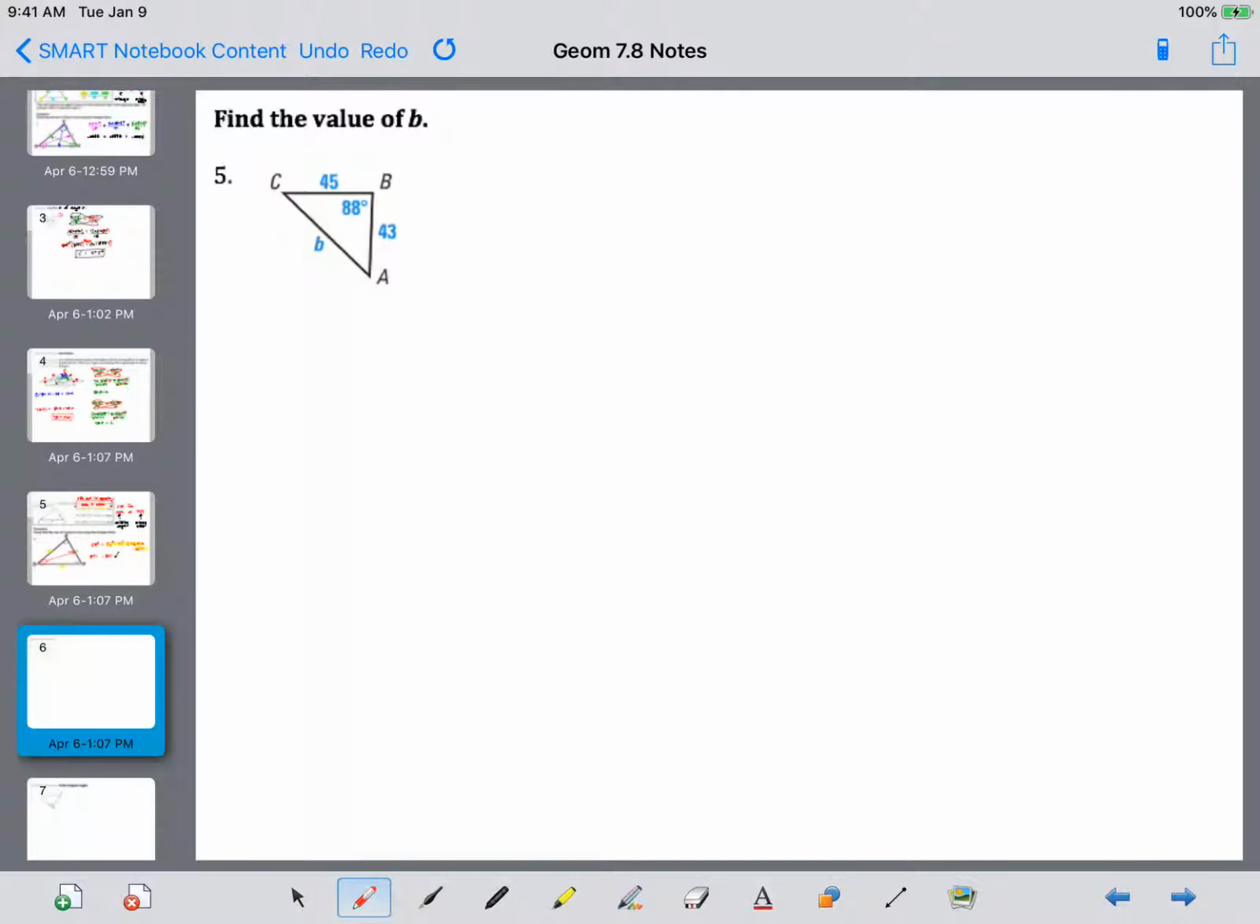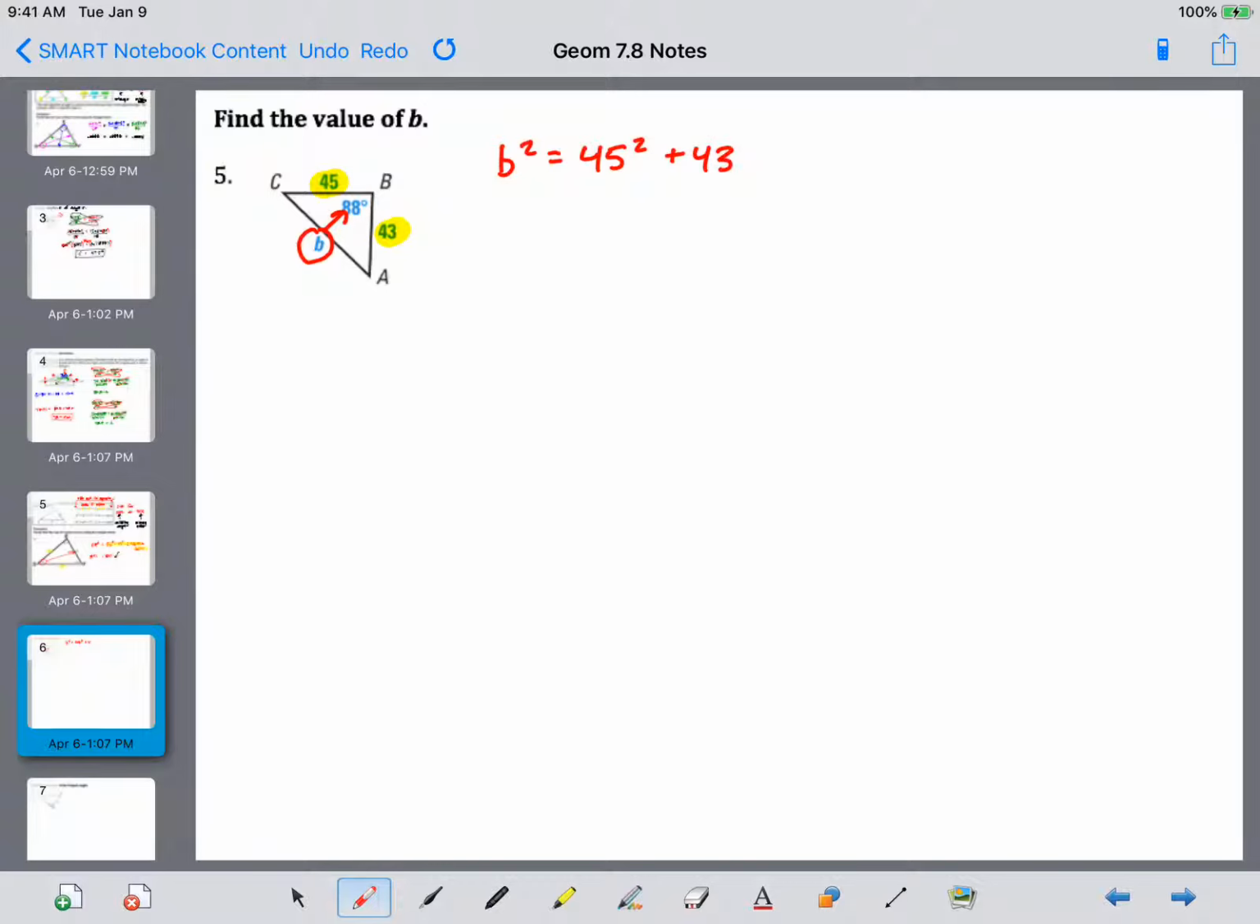So we're asked to find the value of B. So we're going to find side B. If we want to find this side, we have to use the angle opposite it. We'll set up B squared is equal to these other two sides squared. So it's going to start out by looking like the Pythagorean theorem.